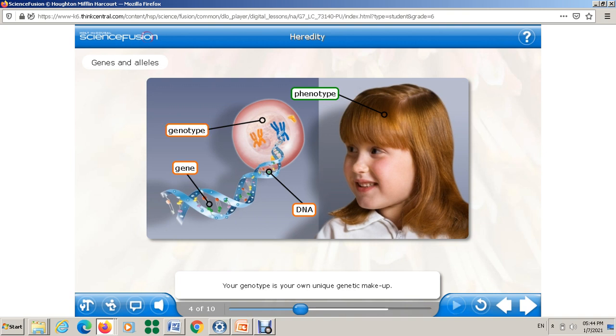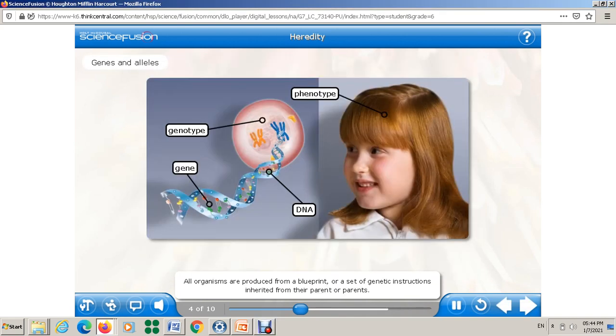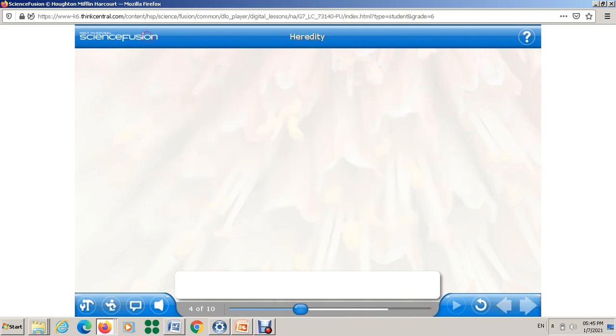What about the phenotype? Just hold on. An organism's phenotype is how a trait expresses itself or appears in an individual. For example, having the red hair allele is part of a person's genotype. Having red hair is part of their phenotype. Okay, so these are the main terms that we studied in this lesson. Let's continue.